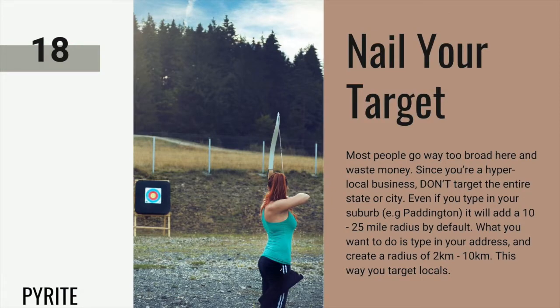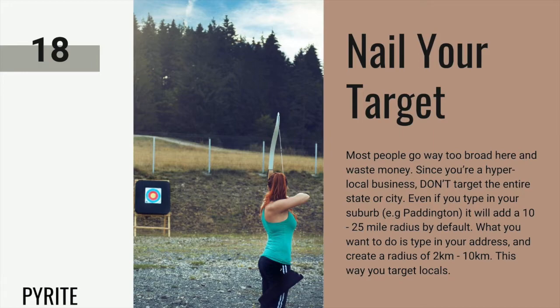With your ads, we really want to nail your target. Most people go way too broad and waste their money. Since you're a hyper-local business, don't target the entire state or city or province or wherever you're located. Get hyper-local. Even if you type in your suburb, for example, Paddington, it will add a 10 to 25 mile radius by default. Get in there and make it smaller.